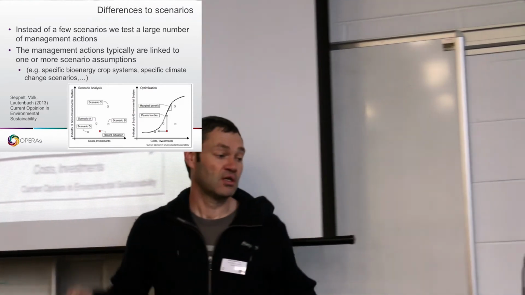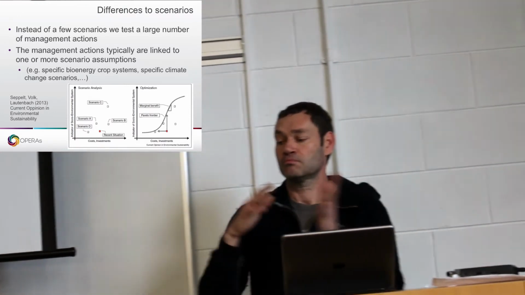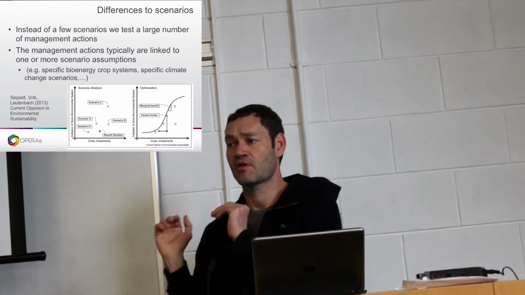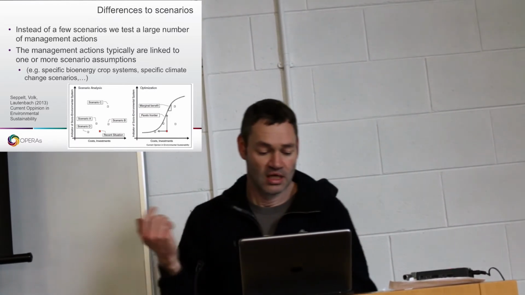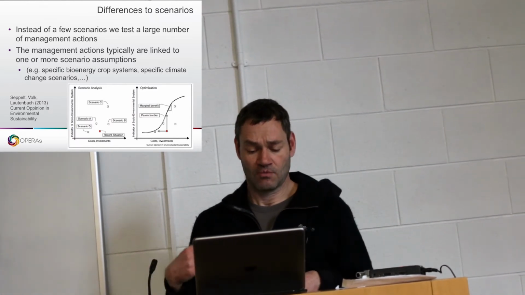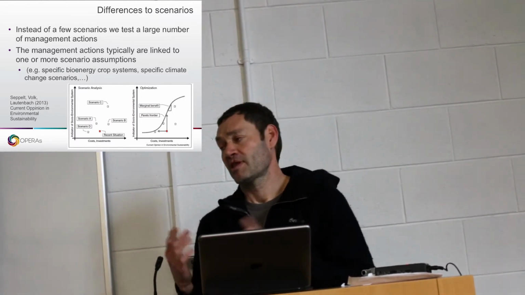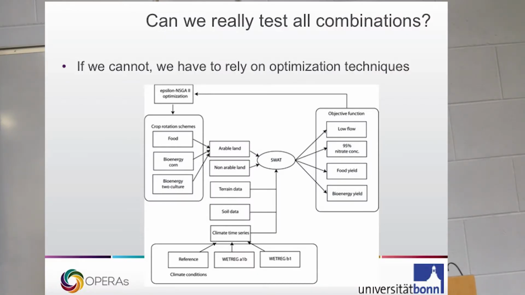But still, of course, you cannot simulate everything. Typically you have some boundary conditions, some scenario assumptions. For example, for reforestation, what are your boundary conditions? Which kind of climatic conditions do you assume? If it's about bioenergy crops, which kind of bioenergy crop systems do you test and stuff like that? So, as I said, basically test all combinations. If that's not possible, then you have to rely on optimization techniques like genetic algorithm and stuff like that.